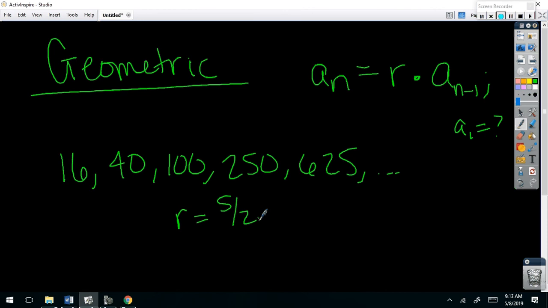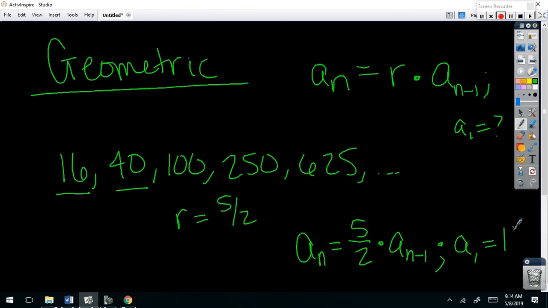So for this one, what we're doing is multiplying this one by 5 over 2 to get to this one, right? So a sub n equals 5 over 2 times look back 1. But I need to make sure that I define the first term. Does that make sense? 5 over 2 is 2.5. Do you have to define it for the other term too? Yes, for all recursive, you have to. But explicit, no.